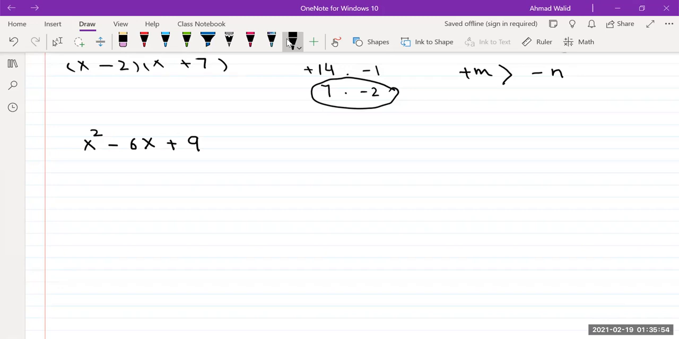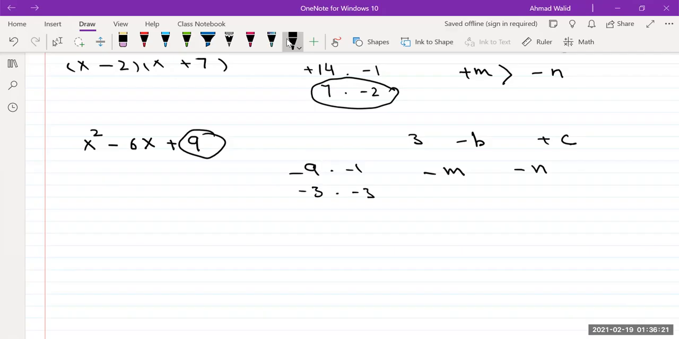And case 3, your B is negative, your C is positive. Again, choose two numbers, N and M. Both of them, in this case, should be negative. Correct? How to find the numbers? Factor 9. Negative 9 times negative 1 gives you positive 9. And negative 3 times negative 3 gives you positive 9. Which pair gives you negative 6? Definitely this one. Then open 2 parentheses, x and x, negative 3 and negative 3.